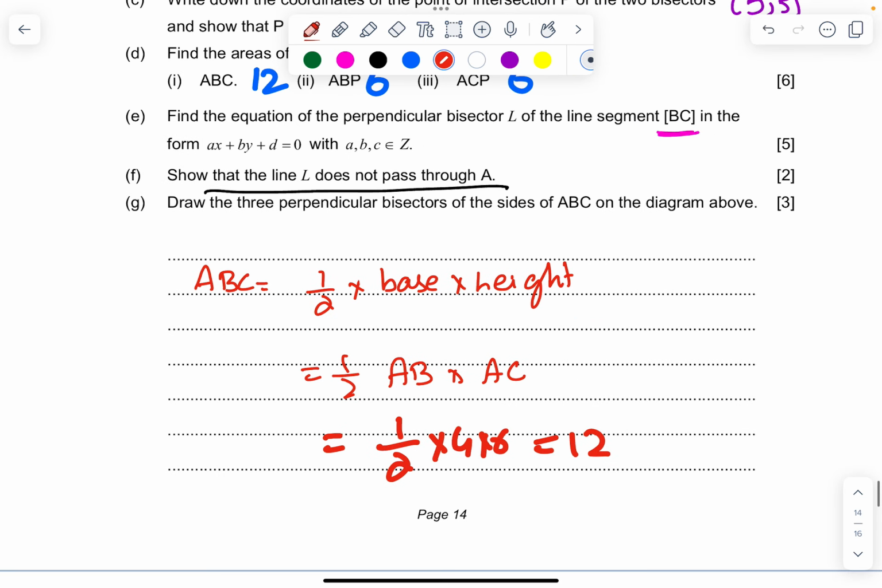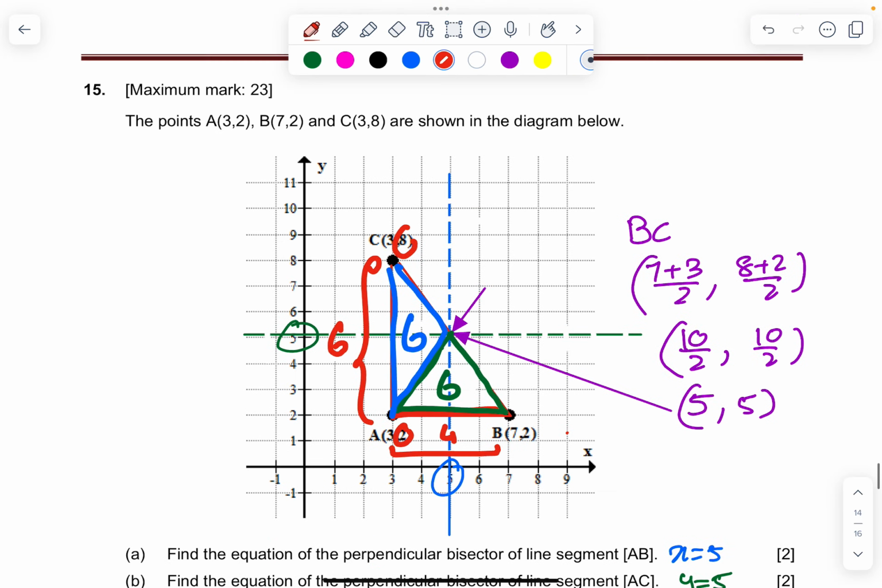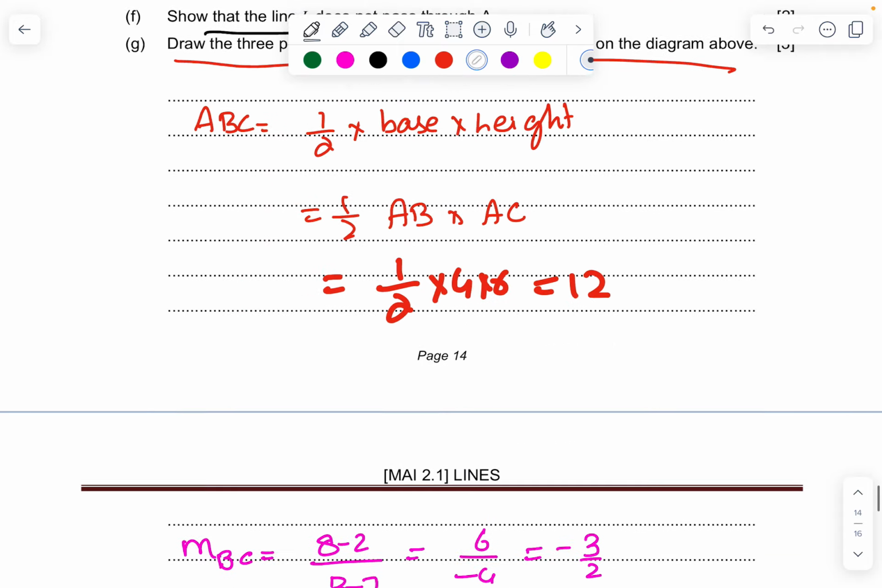Then draw the three perpendicular bisectors for ABC in the diagram. So now we have to draw the third perpendicular bisector. This is the perpendicular bisector for BC, and again keep that in a dashed line. So we have drawn the three perpendicular bisectors.